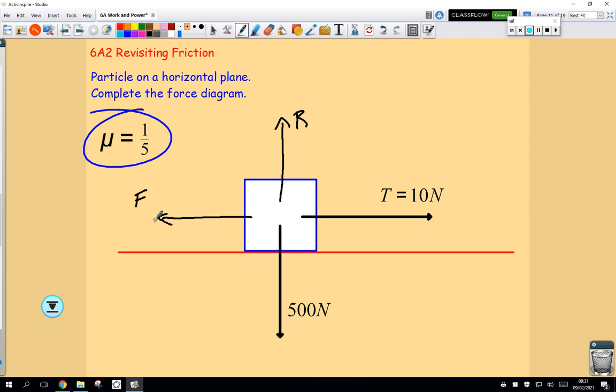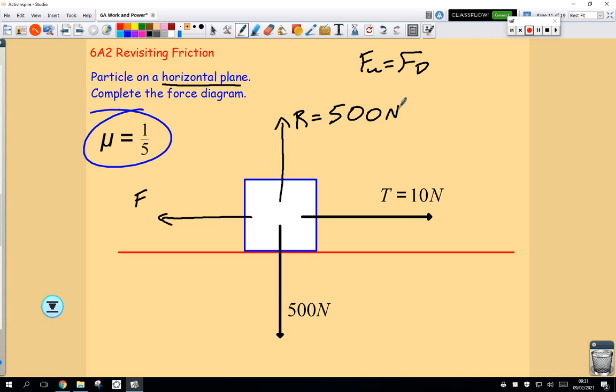Now notice it's on a horizontal plane, so it's going to be traveling horizontally, which means there's going to be no acceleration downwards or upwards, which means the forces up must equal the forces down. Which means of course the normal reaction, which is the force up, has to equal the force down, which is 500 newtons. I'll just put in units for the moment.